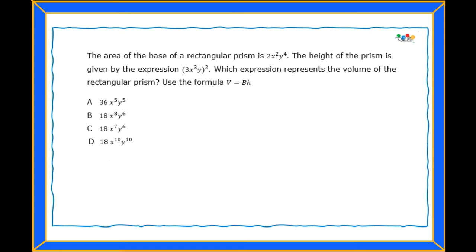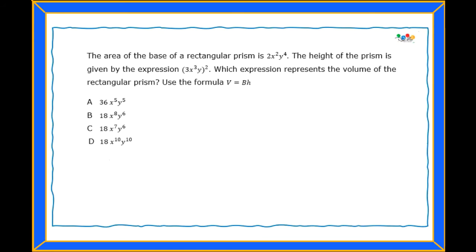The area of the base of a rectangular prism is 2x squared y to the fourth power. The height of the prism is given by the expression (3x to the third power y) to the second power. Which expression represents the volume of the rectangular prism? Use the formula V equals capital B times H.